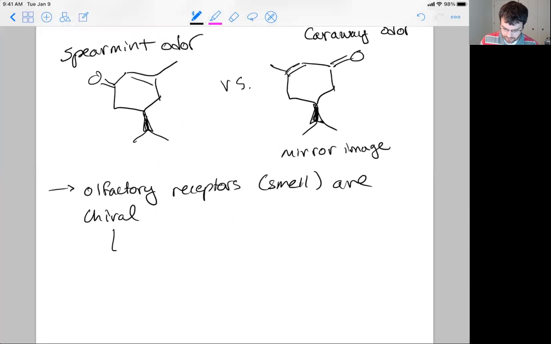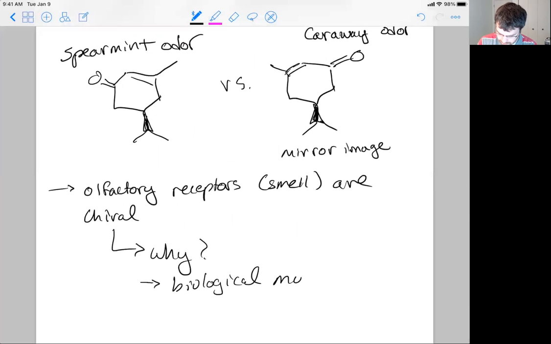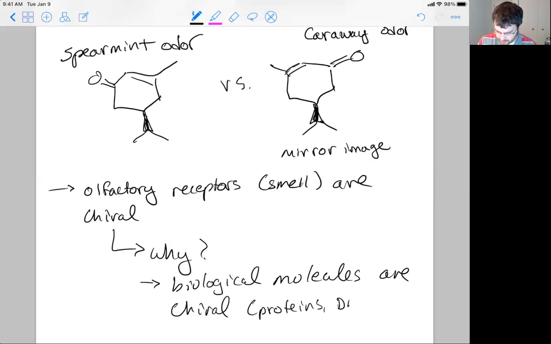So why are olfactory receptors chiral? Again, I just want to remind us that biomolecules are chiral for the most part. I'm going to write out biological in this case. So biological molecules are chiral. That is, our proteins, DNA, RNA, carbohydrates, and many lipids, not all lipids.